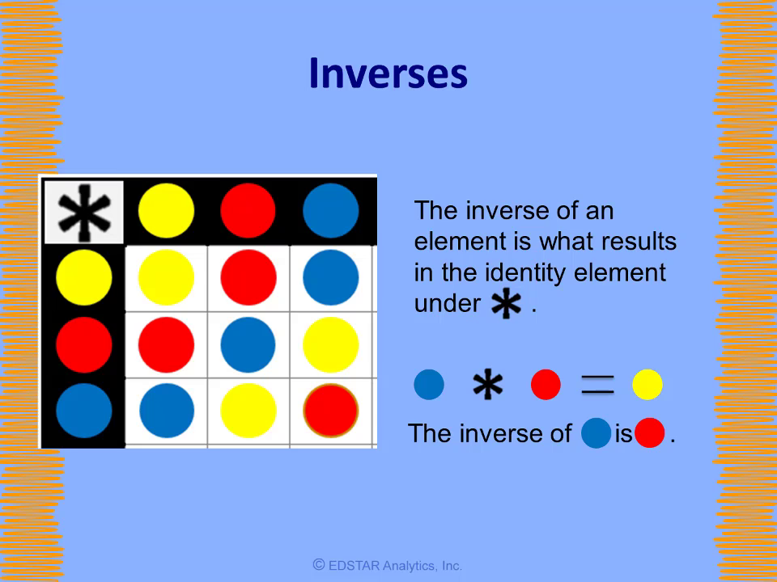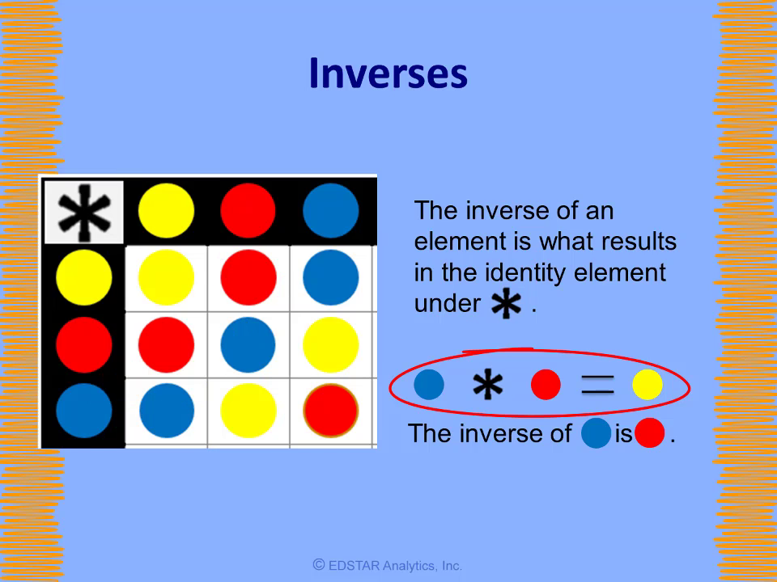Once you have identified the identity element, you can find each element's inverse. The inverse of an element is what results in the identity element under star. For instance, if you want to take blue and get yellow, you star it with red. That means that the inverse of blue is red. You can easily use the Cayley table to find the inverse for any given element. Just look for the yellow in each particular row. Then when you follow the table up or to the left, you can see that those two elements must be inverses of each other.